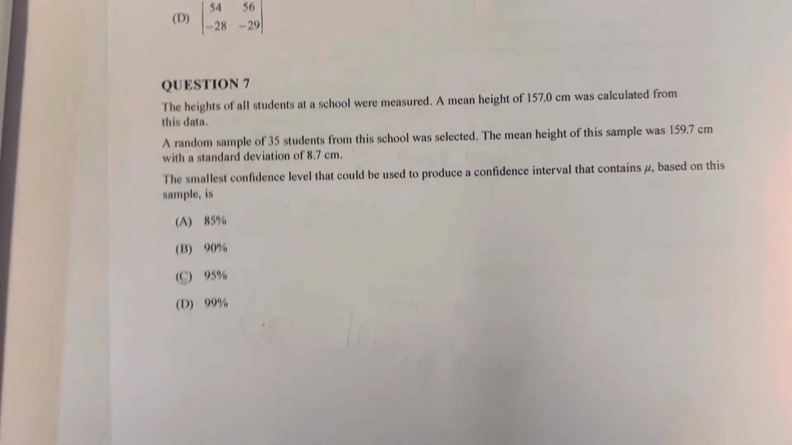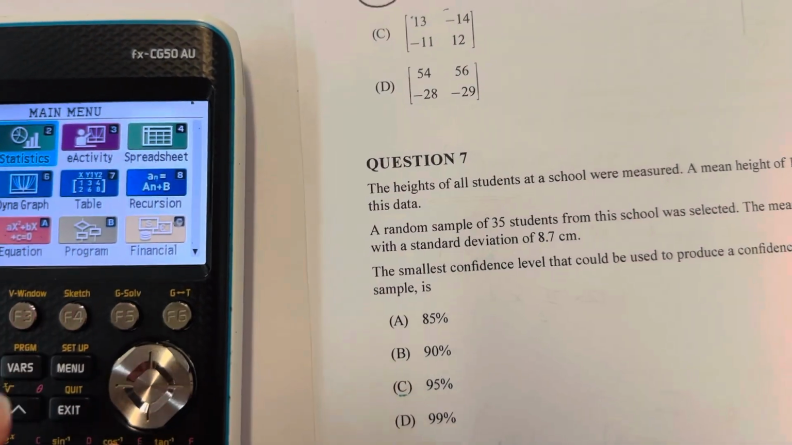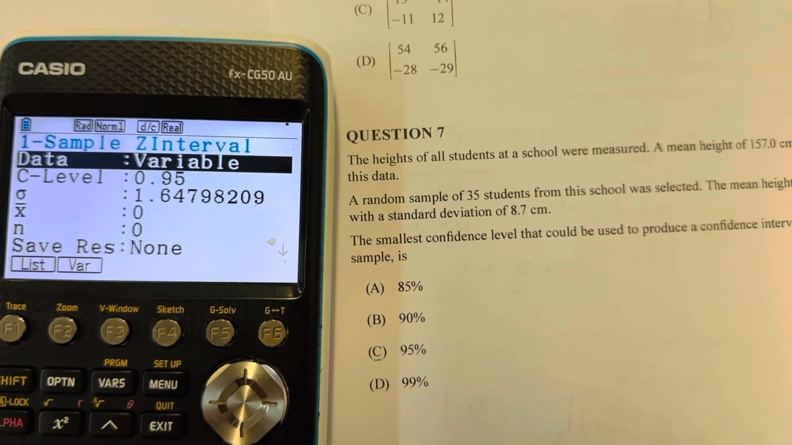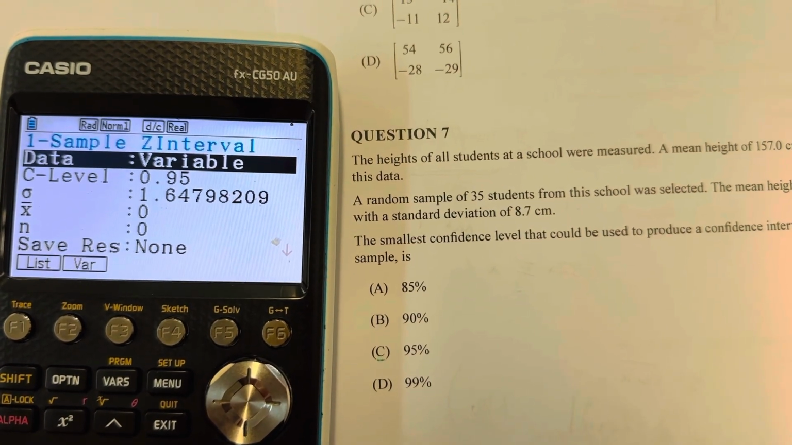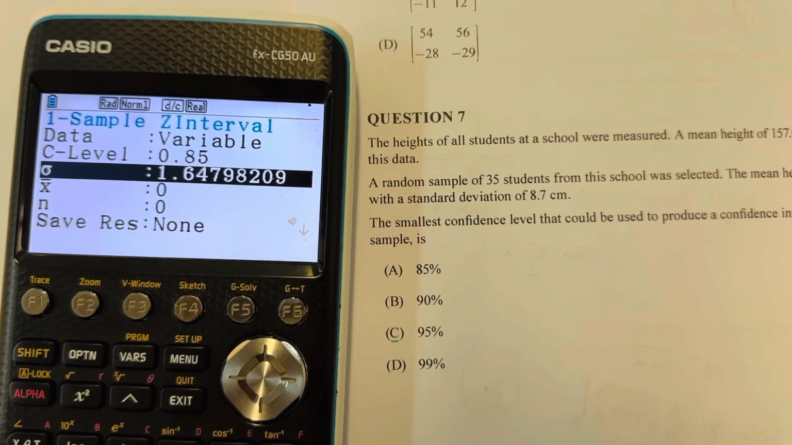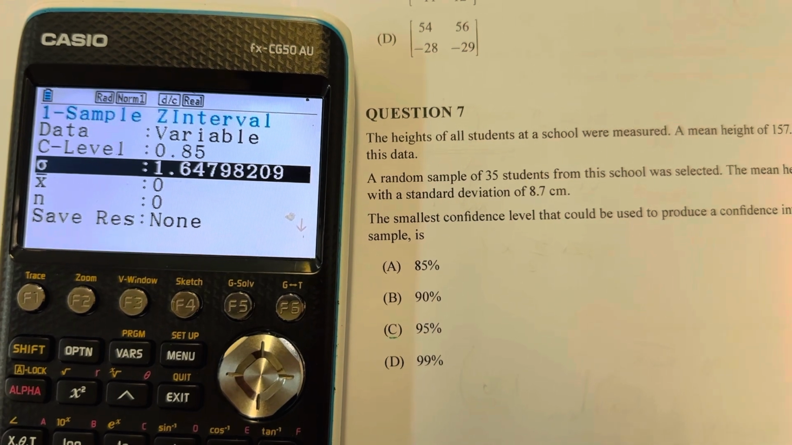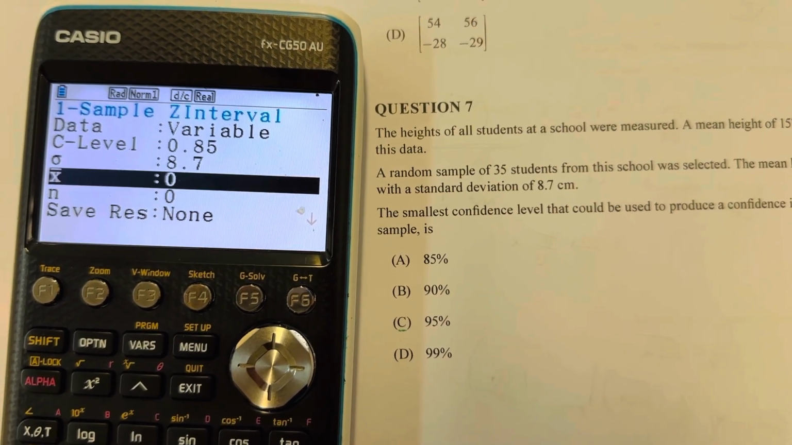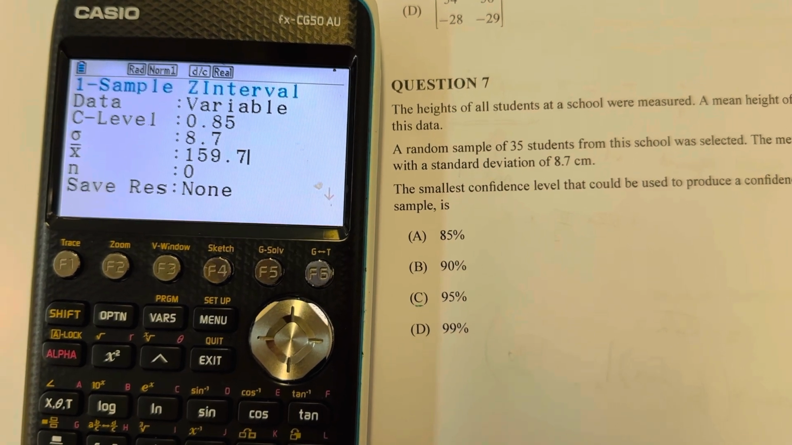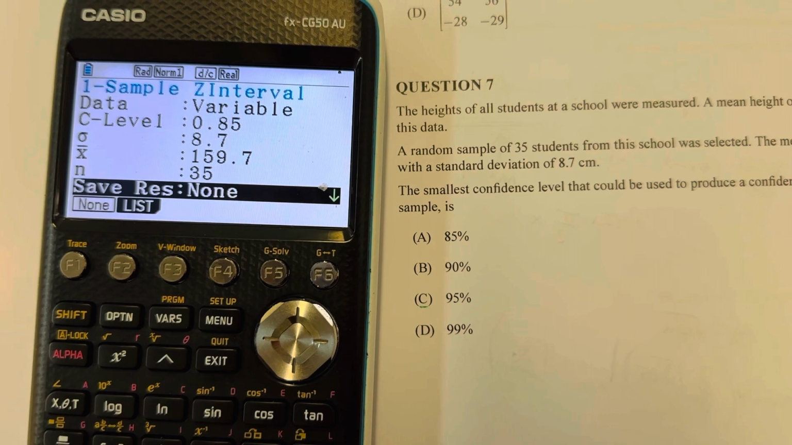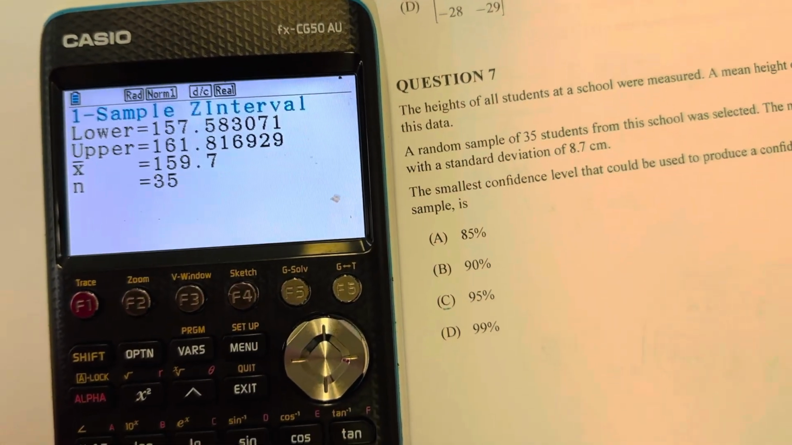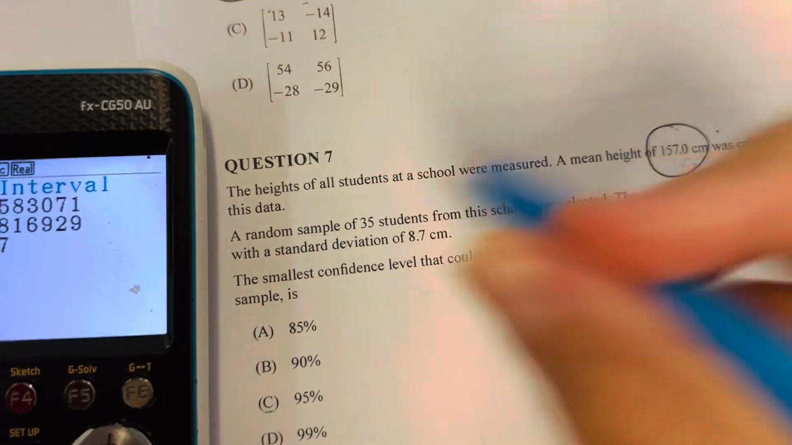Now, working it out for real, let's go to our stats mode. We are doing a z-score. So let's say we wanted the smallest. So let's go at 0.85. Our standard deviation for this is going to be 8.7. Our mean is 159.7. Our number is 35. We get a confidence interval from 157.58 to 161. So it does not contain this. It needs to contain that. So it's not going to be A.